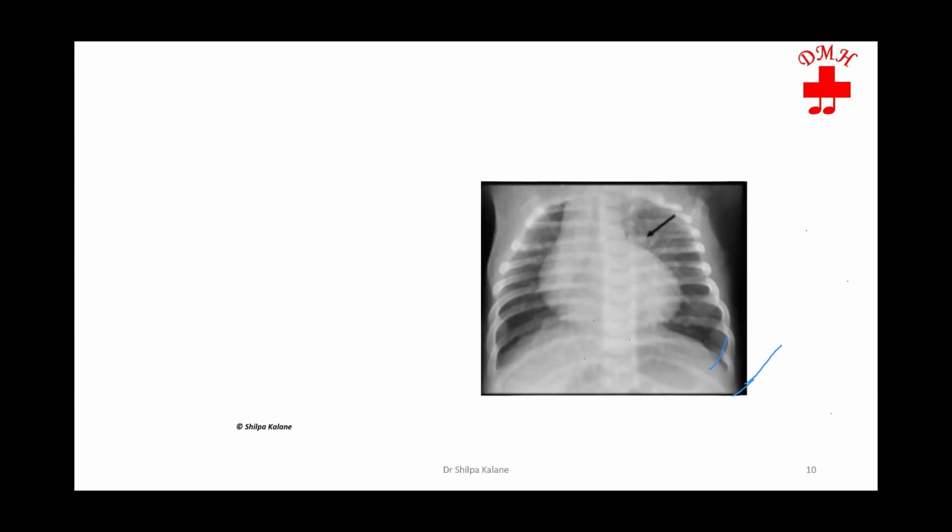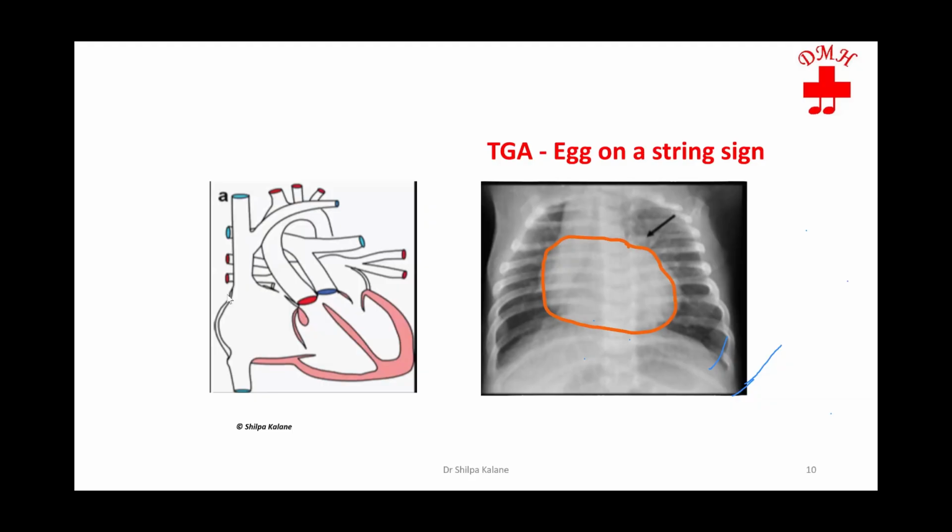Now, this particular baby failed the screening test. What has happened here? TGA, egg on string. Excellent. So you can see a narrow hilum, egg on side. This is an egg on string. So it's a TGA. Why does this happen? Because of the enlarged right atrium and the left atrial appendage being prominent. That gives a sign of an egg. So it's an egg on string appearance. It is TGA. Excellent.